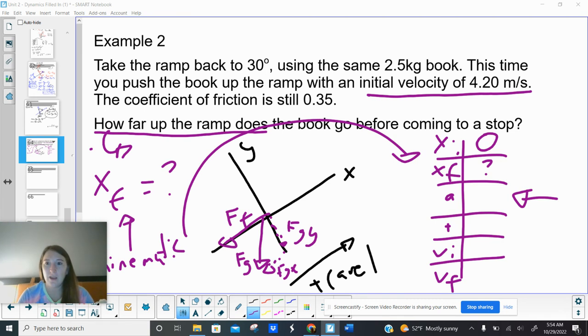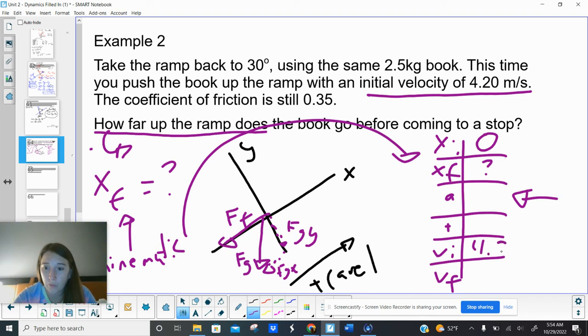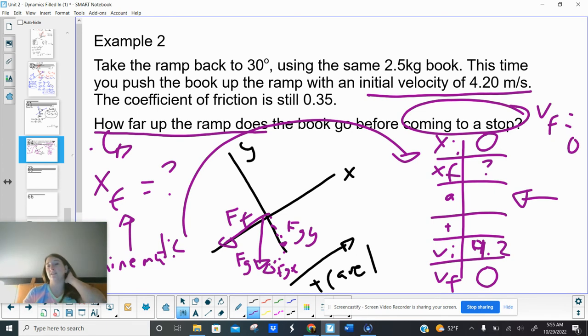Hey, there's the key there. We do know the initial velocity, 4.2. Now, we do know something else as well. What else do we know here? It's not time, so what else do we know? We know the final velocity is going to be 0. It says before coming to a stop. We want our final velocity to be 0. So again, hopefully you can tell we're going to use timeless. We don't know time, but we have to find A using our F net.